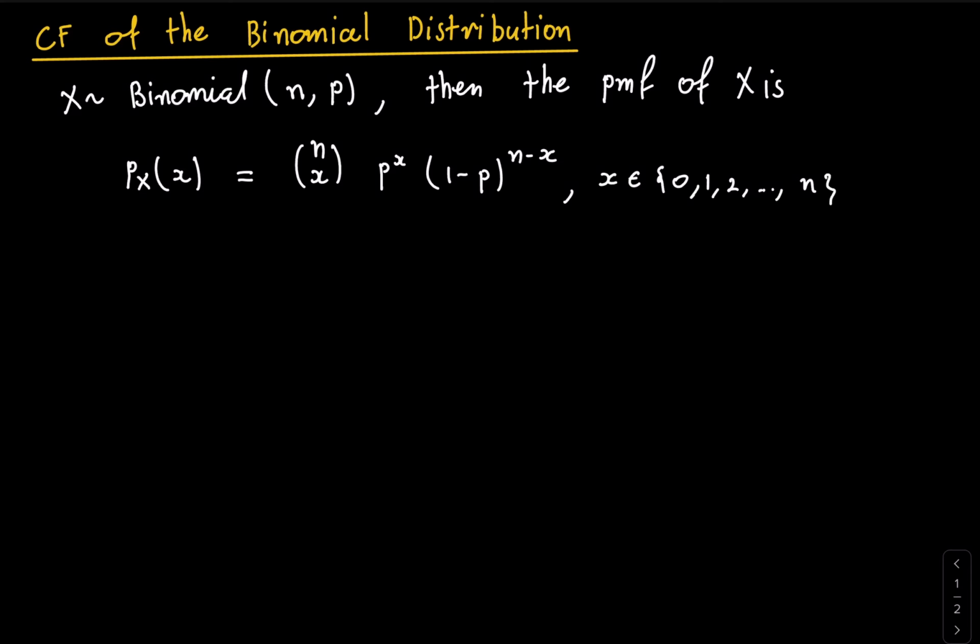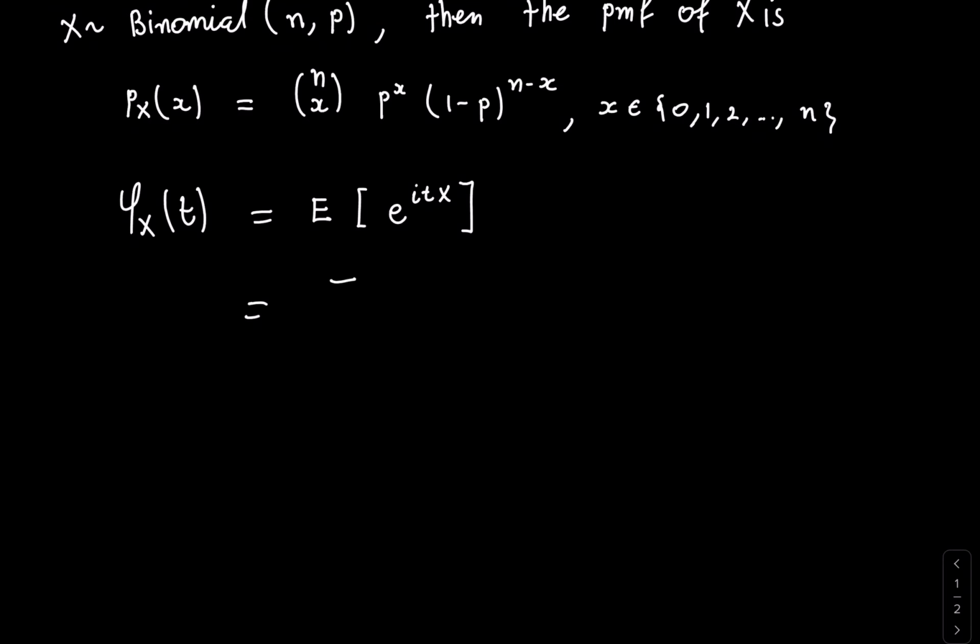Now, the characteristic function, which we typically write as phi_X(t), is by definition the expected value of e to the i t X. And in this case, it is a discrete random variable, so this can be expressed as the sum across all x in the support of X, of e to the i t x multiplied by p_X(x).